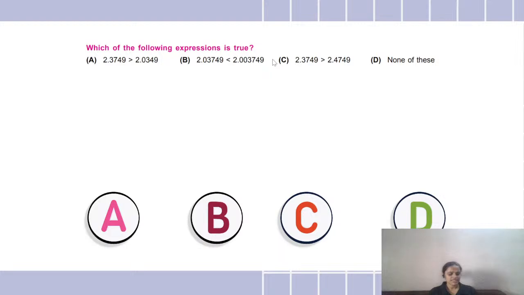Hindvi and Ritika say option A. Okay, let's find out. Now, option A is what? We have 2.3749, and this says that 2.3749 is greater than 2.0349.